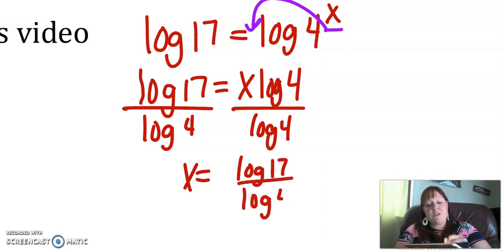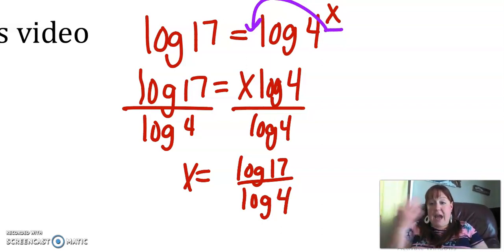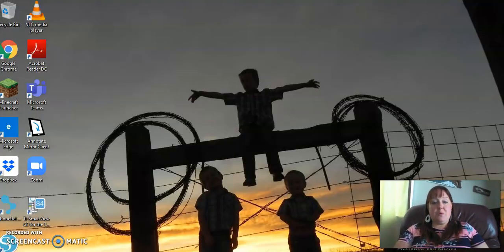Now, since I used the common log base 10, or if I had used ln, we actually have a button on our calculator for this. So this is when our calculator is going to come in handy. So I'm going to pull up our calculator.